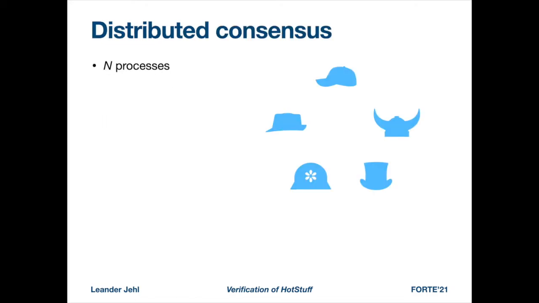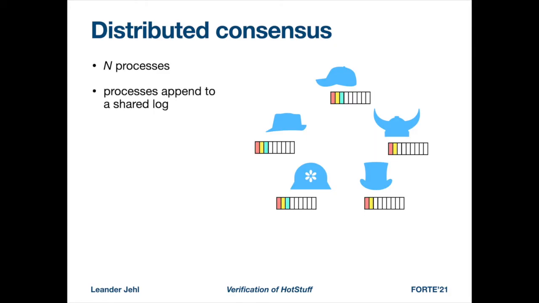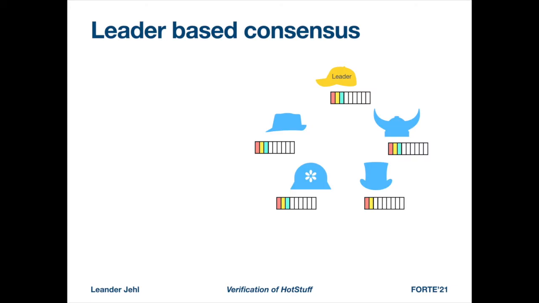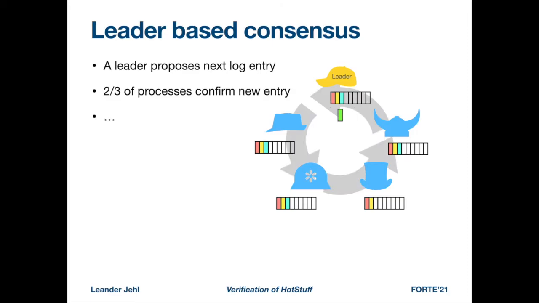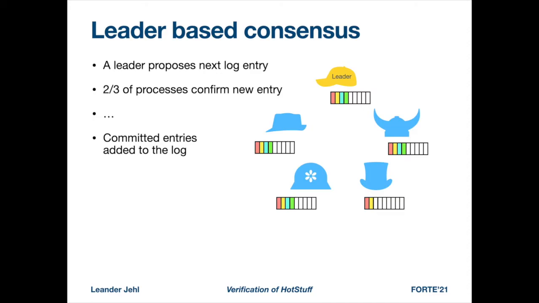In distributed consensus, there's a set of n processes, here shown as hats. The processes append to a shared log, and some of the processes may fail. Now, in leader-based consensus, there is one process assigned as the leader. The leader proposes new entries for the log, and the new entries must then be confirmed by 2/3 of the processes, and depending on the algorithm, that may take one or more rounds, and afterwards they're considered as committed and can be added to the log.